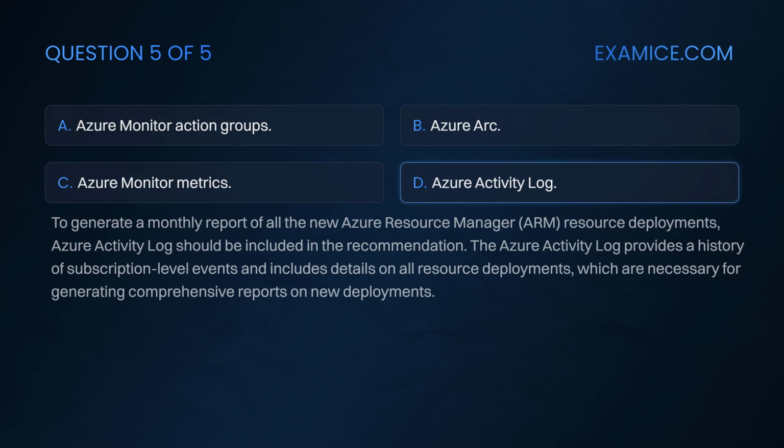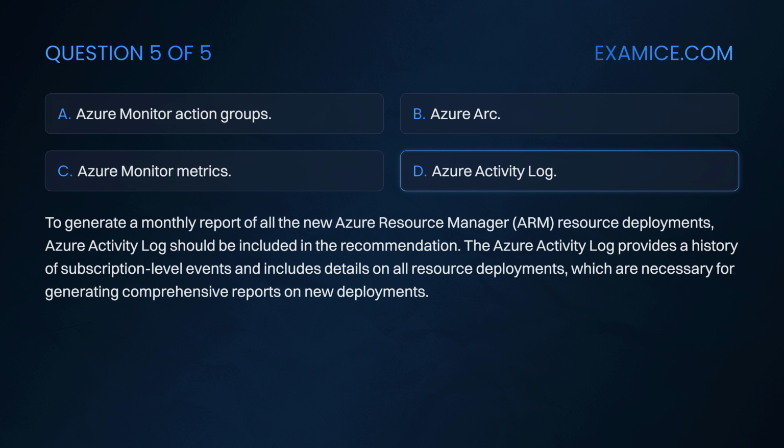To generate a monthly report of all the new Azure Resource Manager resource deployments, Azure Activity Log should be included in the recommendation. The Azure Activity Log provides a history of subscription-level events and includes details on all resource deployments, which are necessary for generating comprehensive reports on new deployments.